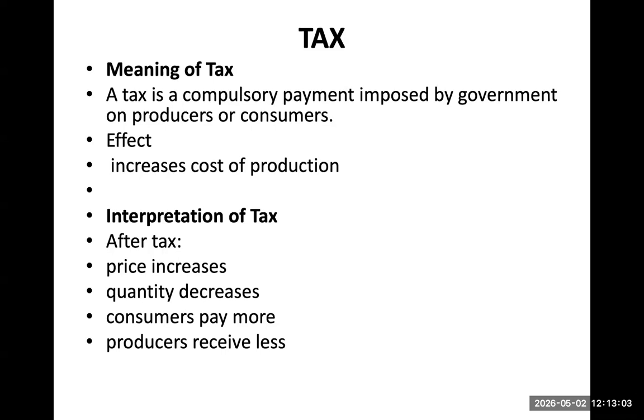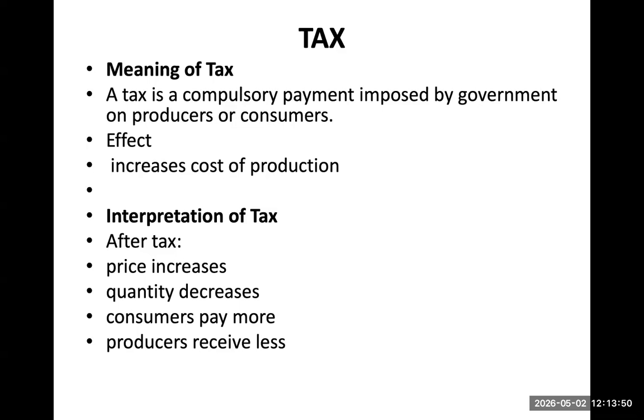Now we know that in equilibrium, demand is equal to supply. And now there's a government intervention in the market. We all know that when demand meets supply, it determines the market price and the market quantity. It determines the equilibrium price and the equilibrium quantity. Now there's a government intervention. The government has imposed tax in the market. What will be the effect?